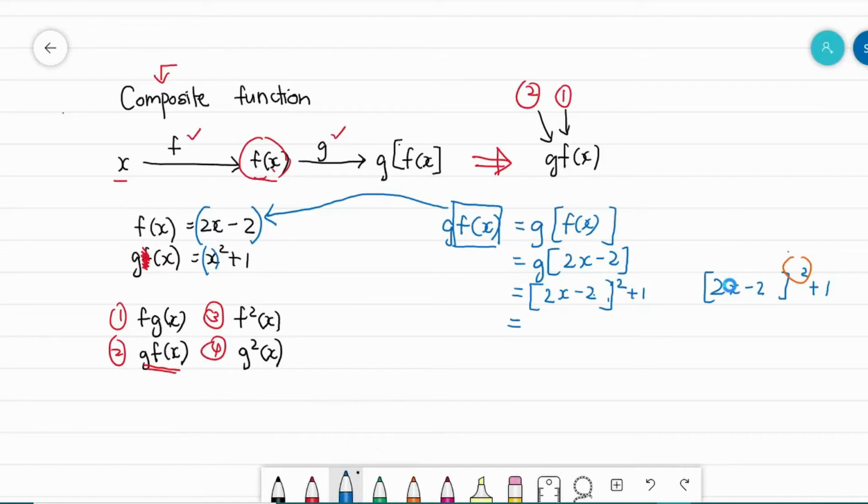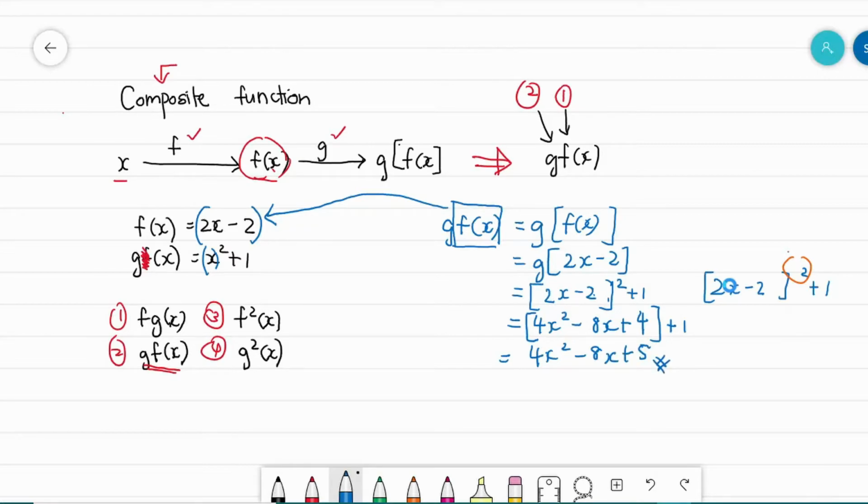So next, it will be this one. This is quite easy. And then again, I also like to draw the bracket, in case, for example, there is a minus here, so it reminds me that I have to change the sign for every number. So eventually it will be 4x squared minus 8x plus 5. So this is the answer.